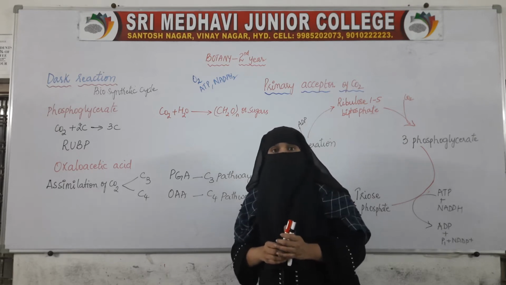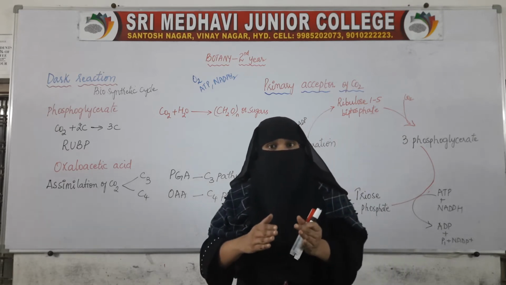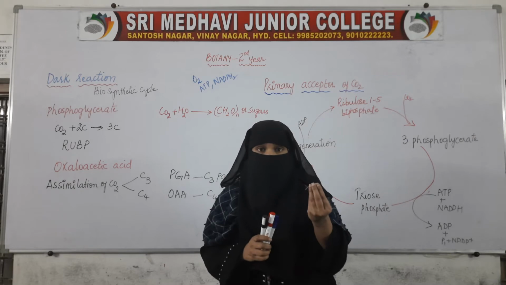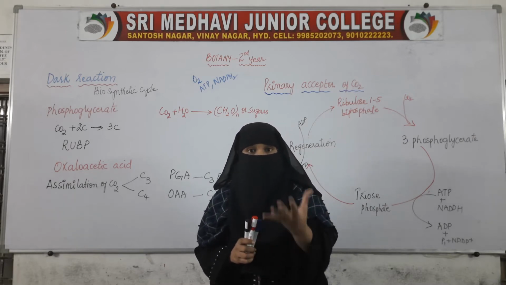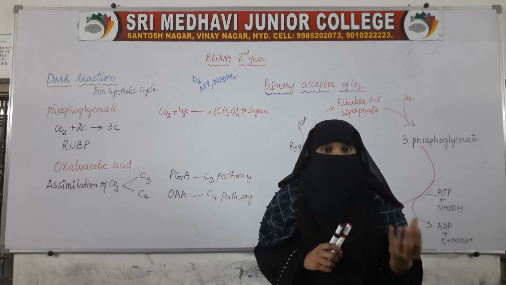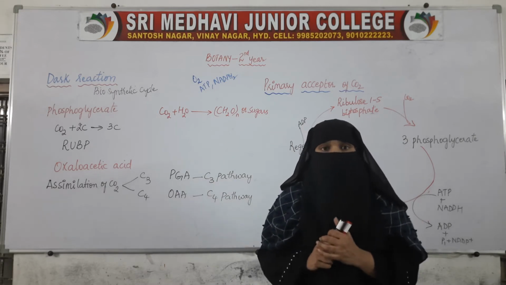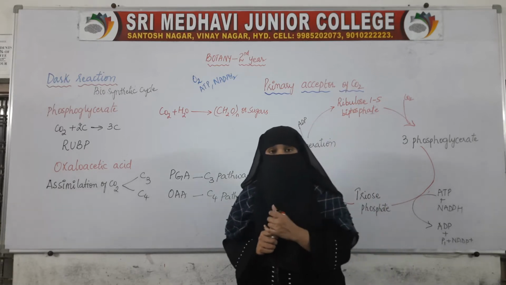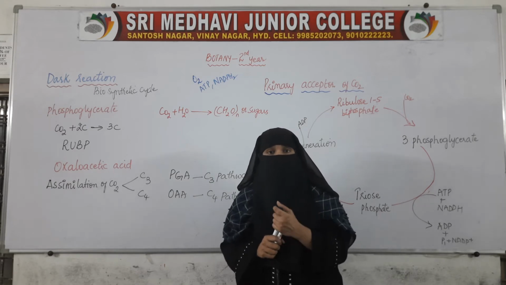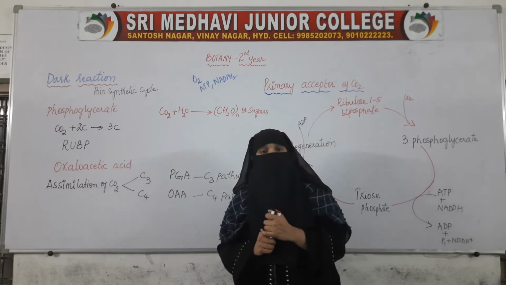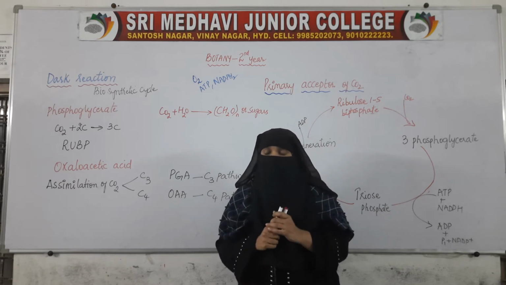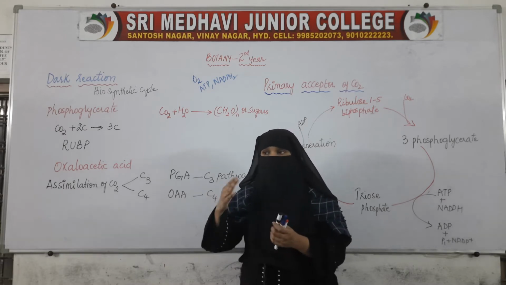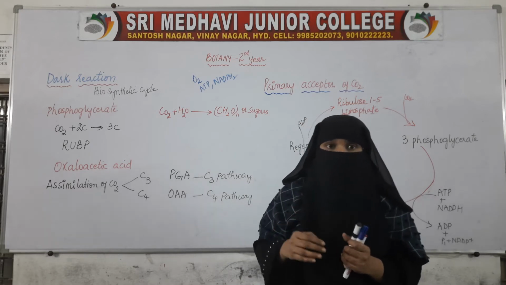But scientists were very curious to know how this simple carbon dioxide changes into a very complex substance, that is carbohydrate. How is carbon dioxide changed into glucose, sucrose, and starch? Carbohydrate is stored in the form of starch. So how is it possible? Scientists did many researches on how this carbon dioxide is utilized by the plant to produce carbohydrate.